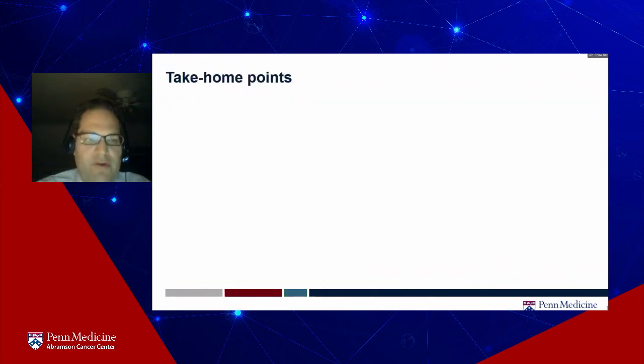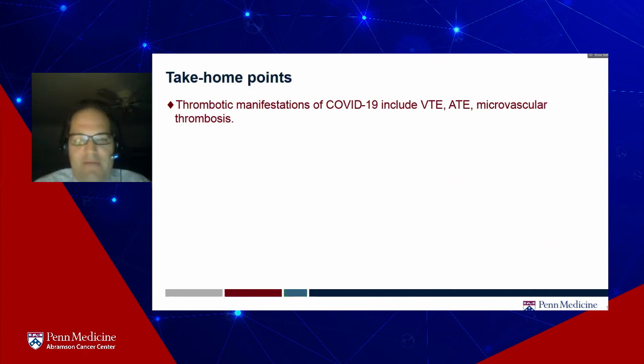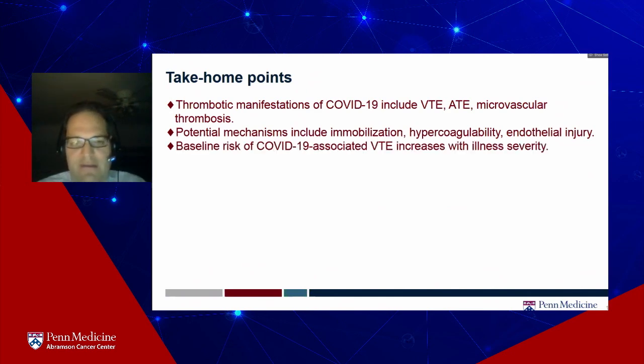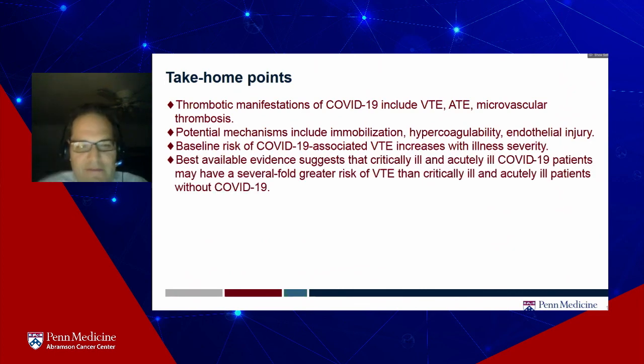So to conclude, a few take-home points. First, thrombotic manifestations of COVID-19 are diverse and include most commonly venous thromboembolism, but also arterial and microvascular thrombosis. Potential mechanisms of thrombosis include immobilization, hypercoagulability, and endothelial injury. The baseline risk of COVID-19 associated venous thromboembolism increases with illness severity. And the best available evidence we have suggests that critically ill and acutely ill COVID-19 patients may have a several-fold greater risk of VTE than their critically ill and acutely ill counterparts without COVID-19.